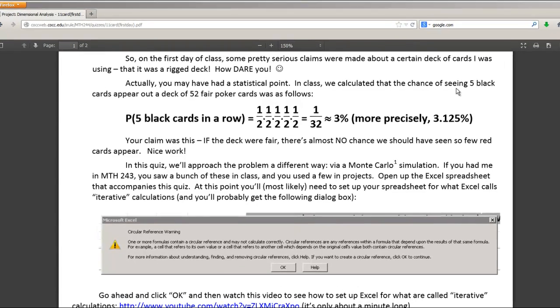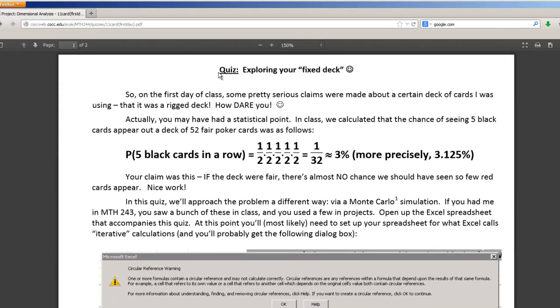Hey everybody! The point of this quiz is to get you some solutions to the Monte Carlo simulation of the deck of cards we played with on the first day. So anyway, here's your exact binomial result.